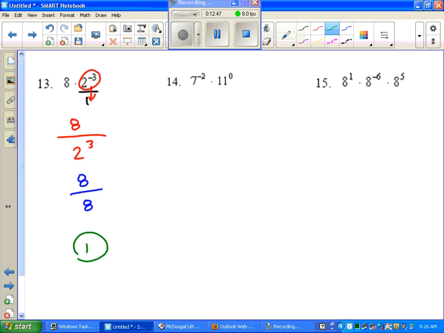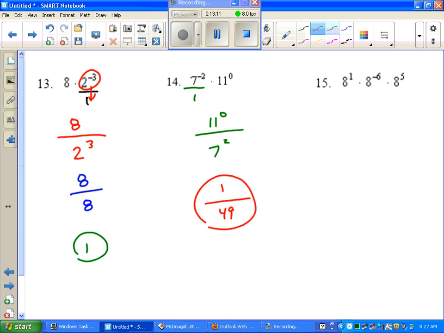Same thing with number 14. You have 7 to the negative 2 power. It's got to ride the elevator down. So what you have now is 11 to the 0 power over 7 now to the positive 2 power. Anything being raised to the 0 power, like 11, is the number 1. And 7 to the positive 2 power is 7 times 7, which is 49.